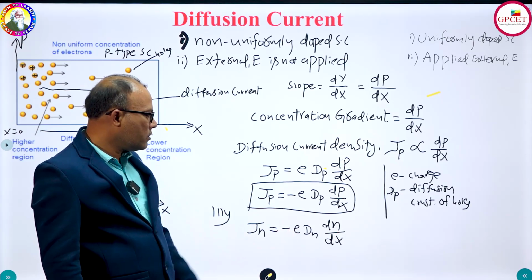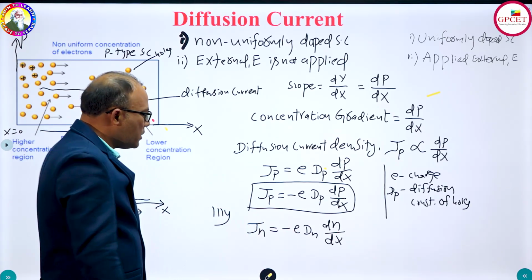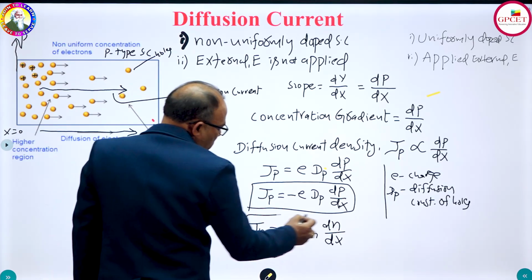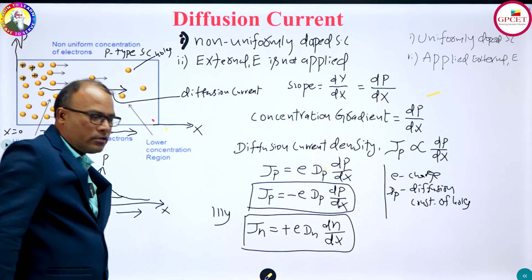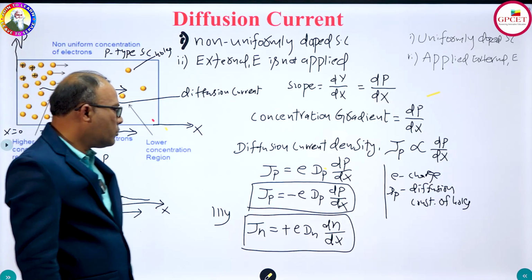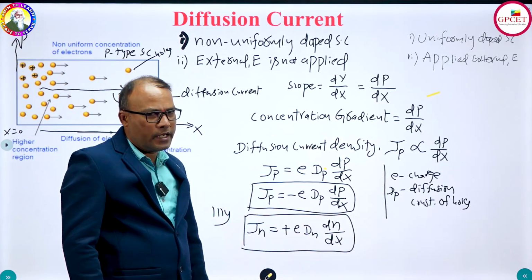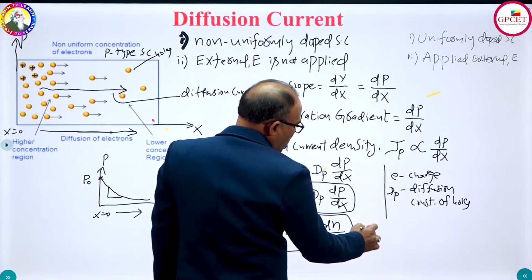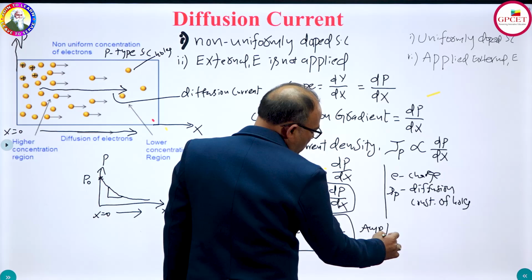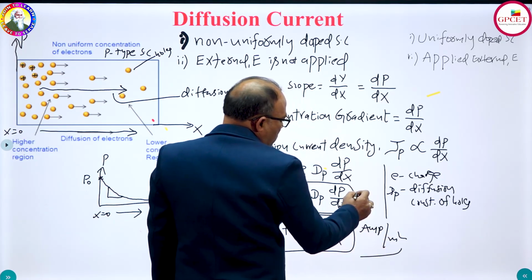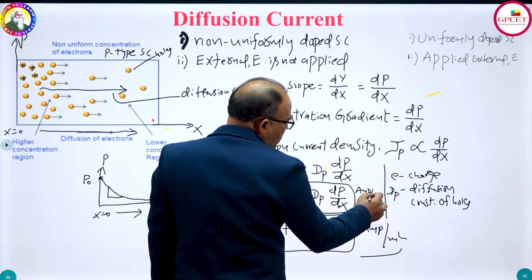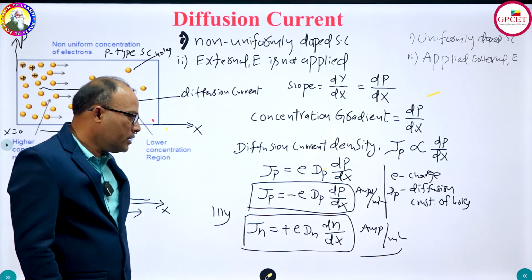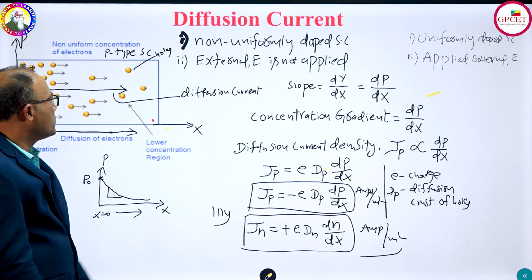E is the charge of the electron, but the charge of the electron is negative. So a minus is already present, and minus of minus becomes plus. So the diffusion current density of electrons is Jn equal to plus E Dn dN by dx. The units are amperes per meter square, or you can also take centimeter square. So this is regarding diffusion current density.